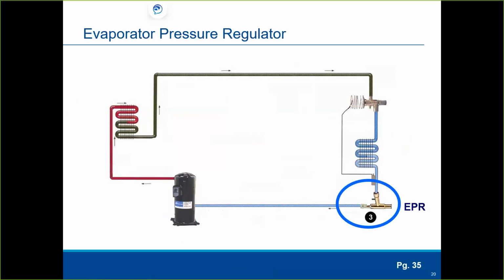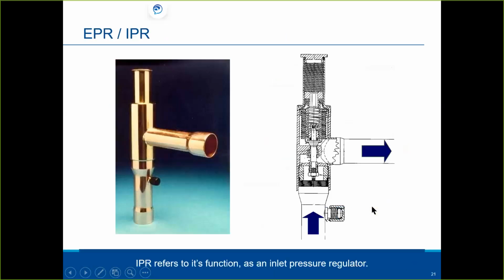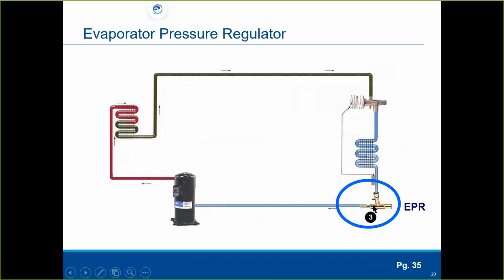EPRs, evaporator pressure regulator, okay? So there's two things here. This could either be a crankcase pressure regulator or, pardon me, an evaporator pressure regulator. The way we identify that is this is a little Schrader valve. And what the EPR is doing is keeping the pressure on the evaporator at the minimum temperature, okay? That's what it's doing.